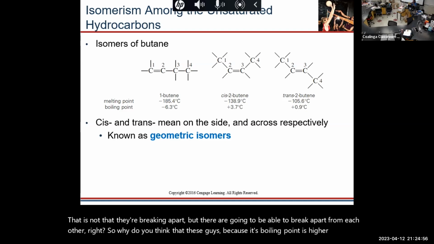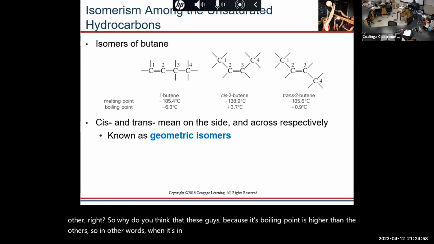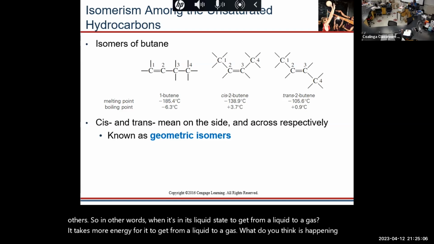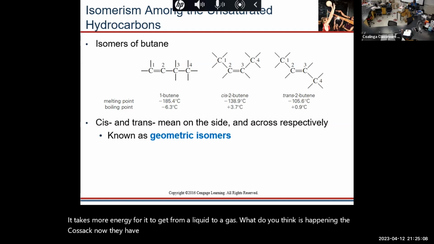In other words, when it's in the liquid state, to get from a liquid to a gas takes more energy. What do you think is happening to cause that? They have the same number of carbons, so we know it's not the length of the carbon chain. Is it a stronger bond? But they all have the same type of bond.